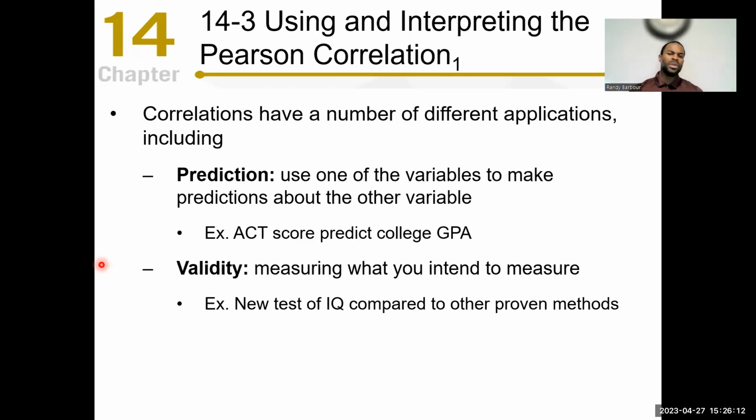All right, so why do we use and how do we interpret the Pearson-R correlation? The Pearson-R correlation has various applications, and we're going to talk about 4 of them today. One of them is prediction. You can use one of the variables to make predictions about the other variable. So if I want to look at ACT scores, I can often predict college GPA, or I can use high school GPA to predict college GPA. And that's usually what happens. I can predict using one variable and the next. We looked at performance in the class and the amount of time studying.